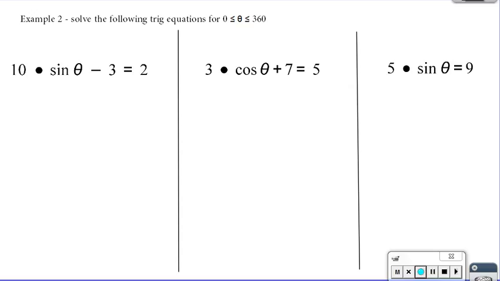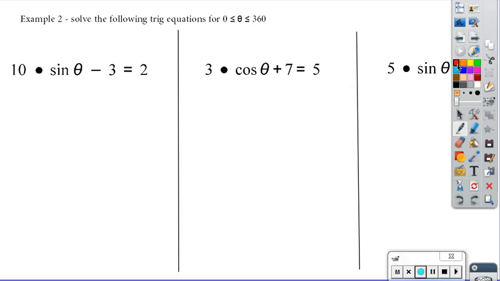Okay, so again, basic equation solving rules apply. Now my domain is different. My domain is 0 to 360, so that means my answers can be in degrees. So if I add 3 here, I get 10 sine of theta equals 5. I divide by 10, I get sine of theta equals a half.